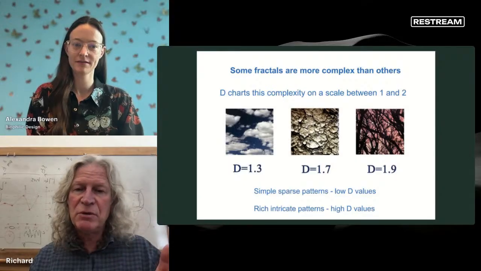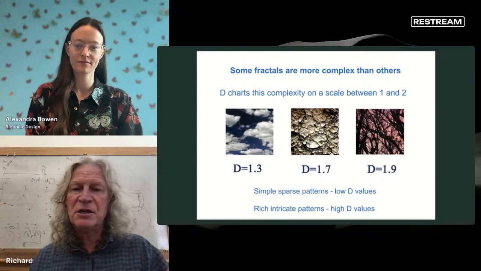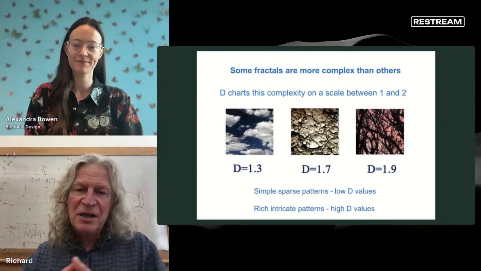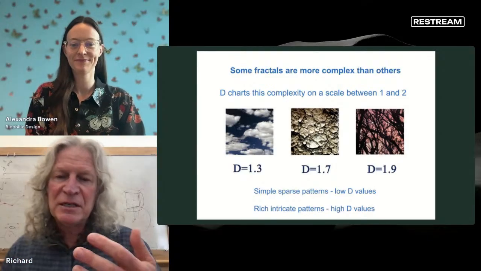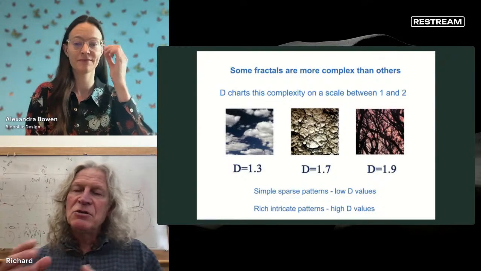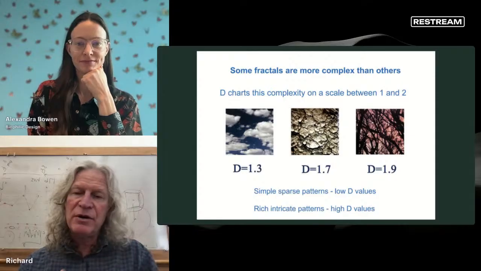It's on a scale between 1 and 2. The closer to 2, the more complex. The closer to 1, the more simple. And so there's 3 great examples that we can take you through. So if we think about clouds in the sky, those are relatively simple and sparse patterns. So when we pass that through our analysis, it gives a D value of 1.3.